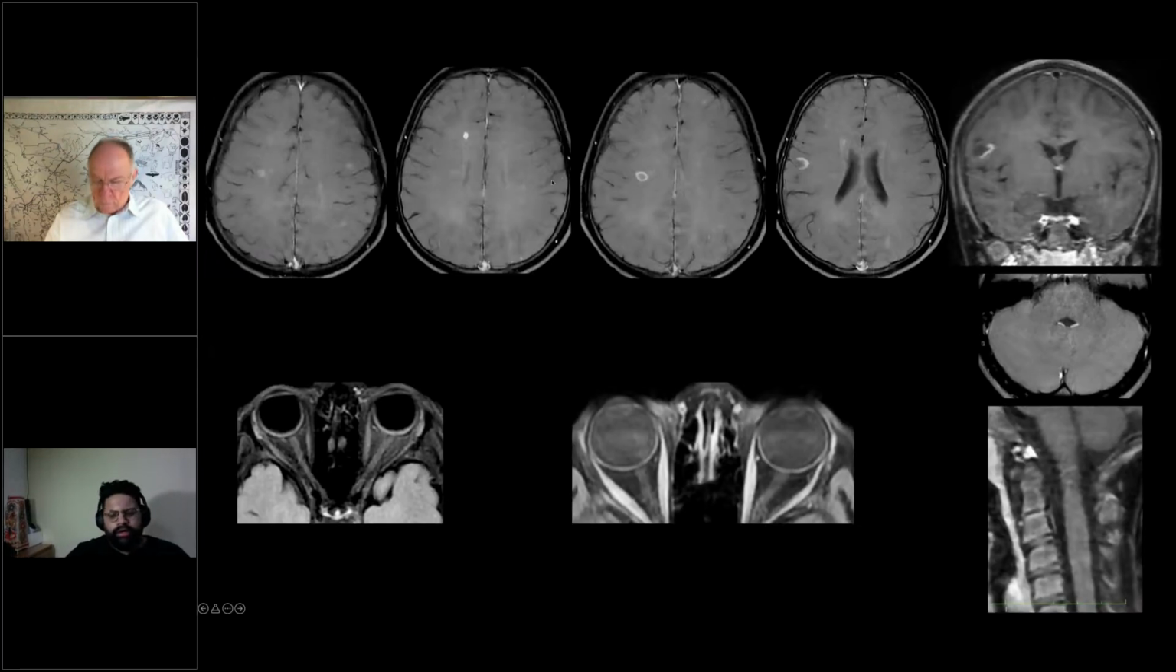Post-contrast study, we have a ring-like enhancement in the cerebral white matter, lesions along the centrum semiovale and the superficial white matter. Some areas of incomplete ring enhancement are demonstrated along the juxtacortical lesions. No enhancement in the posterior fossa.